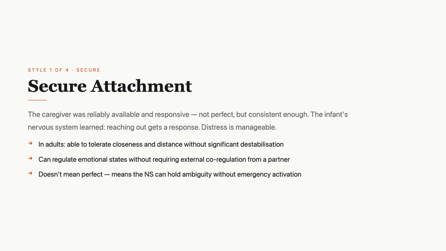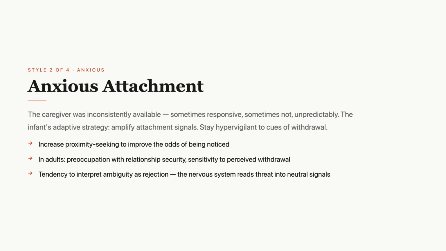Anxious: the caregiver was inconsistently available, sometimes responsive, sometimes not, unpredictably. The infant's adaptive strategy: amplify attachment signals. Stay hypervigilant to cues of withdrawal. Increase proximity seeking to improve the odds of being noticed. In adults, preoccupation with relationship security, sensitivity to perceived withdrawal, tendency to interpret ambiguity as rejection.